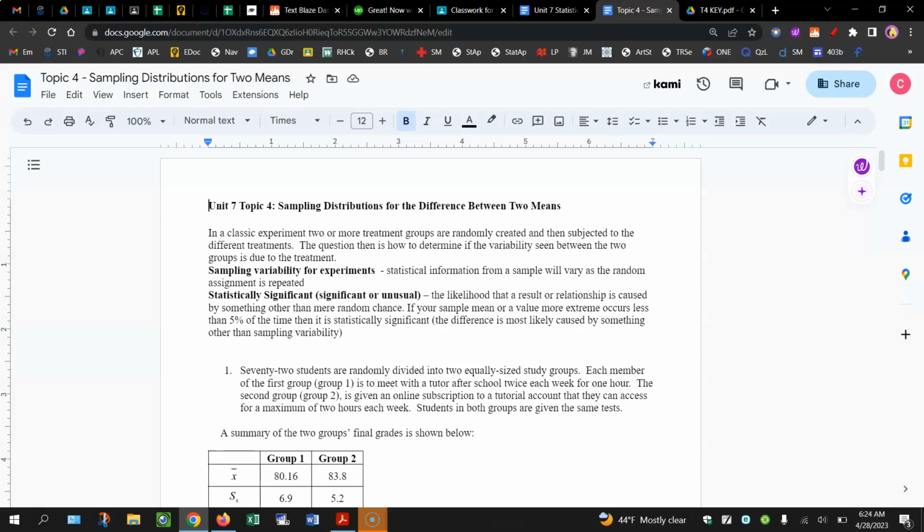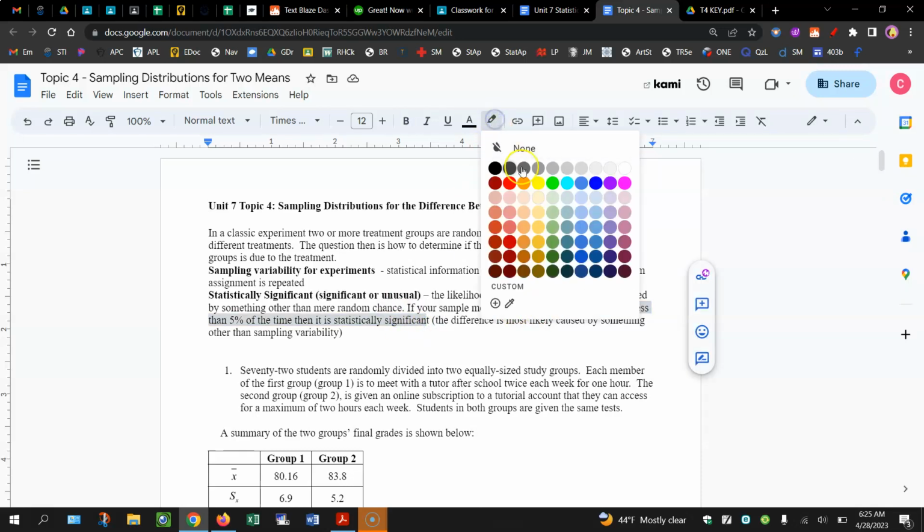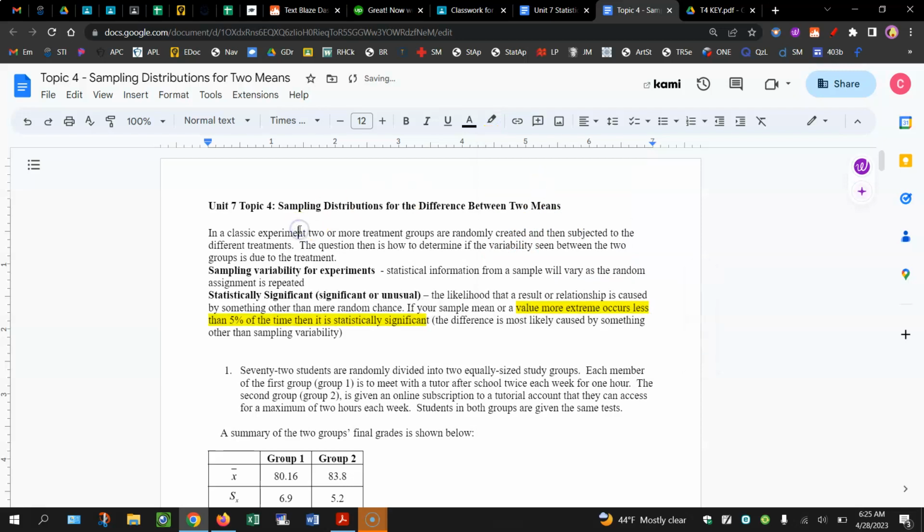This is going to be very similar to topic 3 with the sampling distributions, except we're going to move on to two groups and looking at the difference between them. So just a quick review, statistically significant means you have a value or something more extreme that's happening less than 5% of the time. That's making it statistically significant.